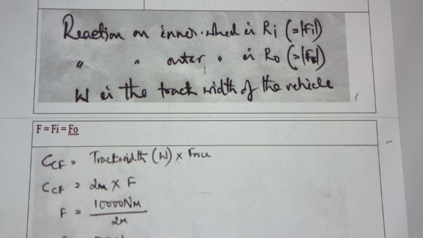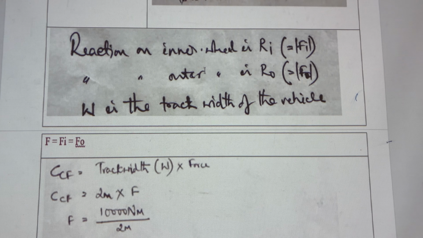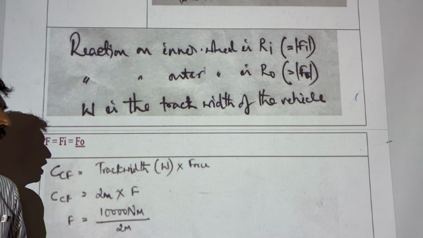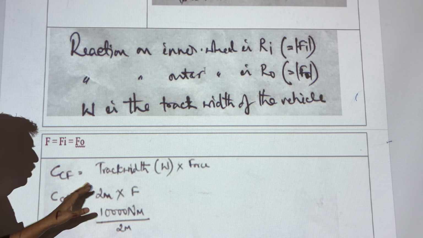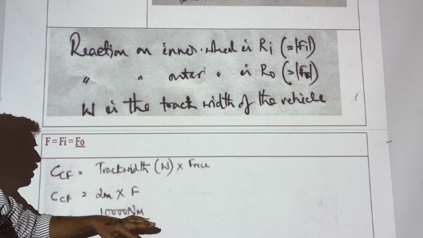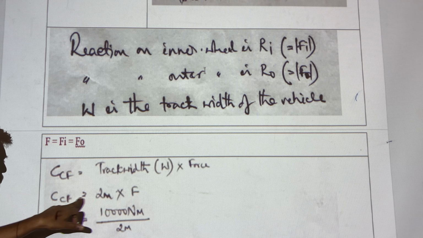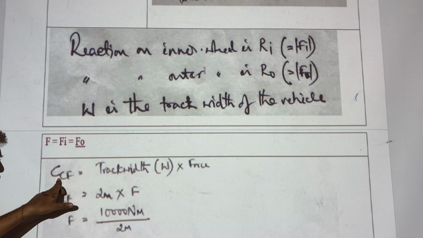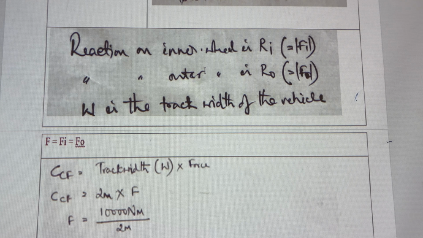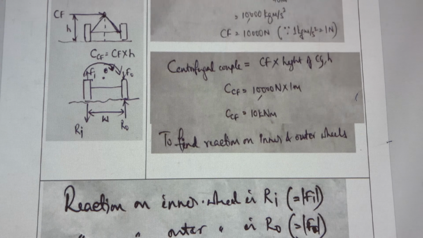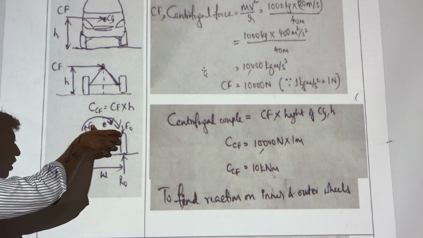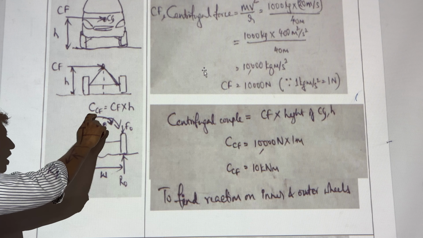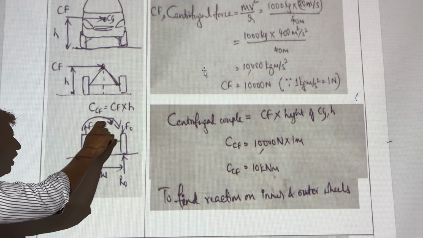Now we use these terms, the reaction at the inner wheels and the reaction at the outer wheels, which you call Ri and R naught. People also call it Fi and F naught. And finally, in the formula, I simply call it the centrifugal couple is equal to track width into force. Here, you know that a force is trying to topple this like this. So this centrifugal force is equal to the centrifugal couple into height.